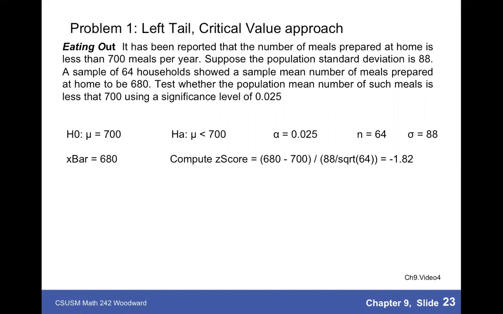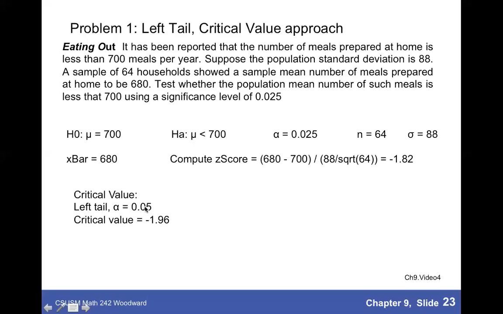Now I compute the Z-score. Just plug all the numbers into that equation we've seen, and I get minus 1.82. And remember, we're using the critical value approach. So I have to go back to my critical value and find out for a 0.025 left tail. Oh dear, I have a 0.05 here.